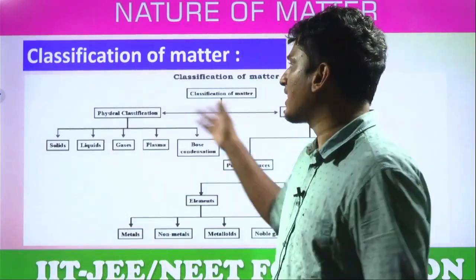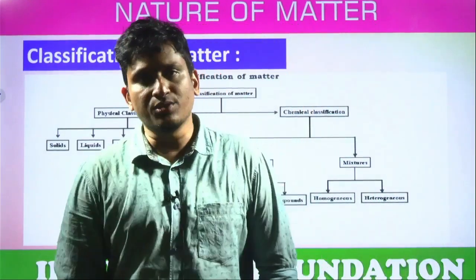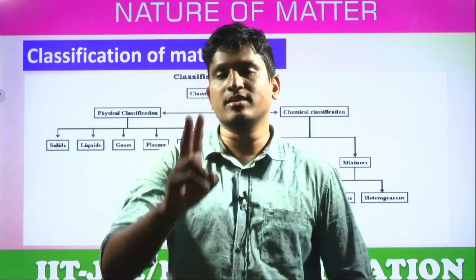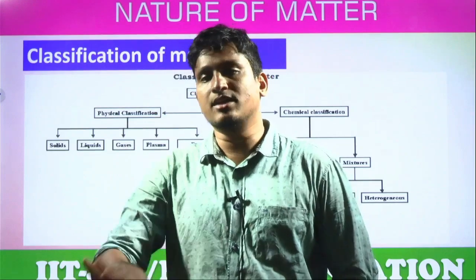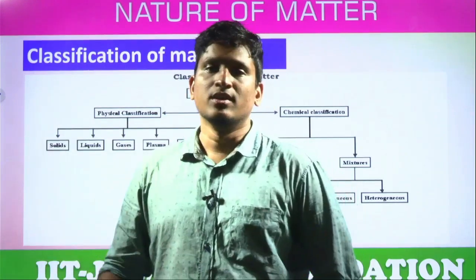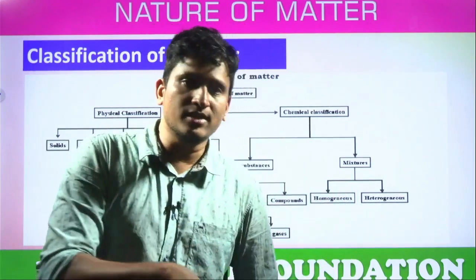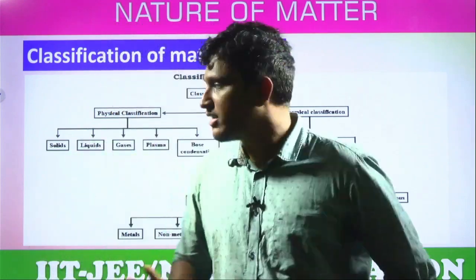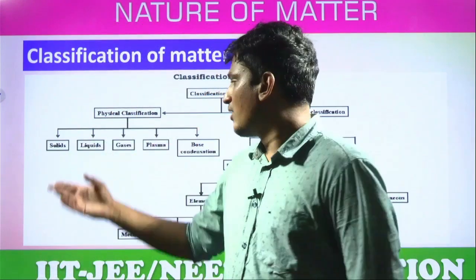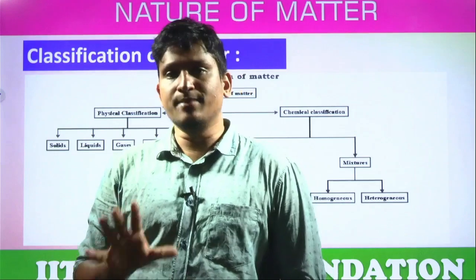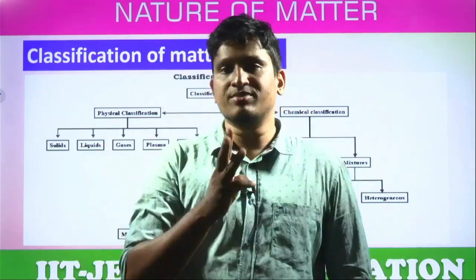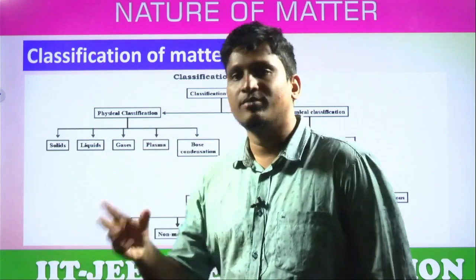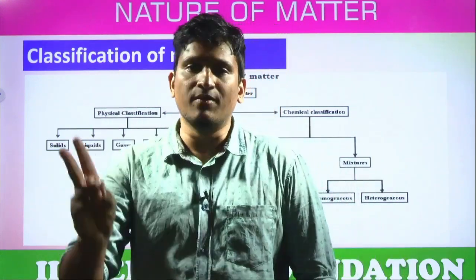Now let's see some of the classification of matter. Matter, students, is mainly classified into 2 categories. One is on the basis of physical characteristics and the other is on chemical properties. On the basis of physical classification, we have 5 types of matter. Mainly 3 types are there among these 5. Solids, you already know, solids, liquids, gases.